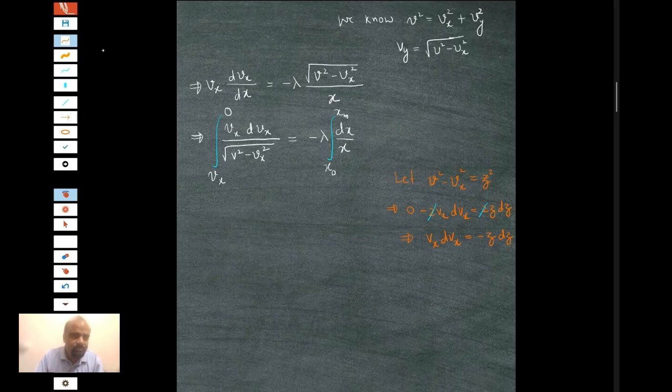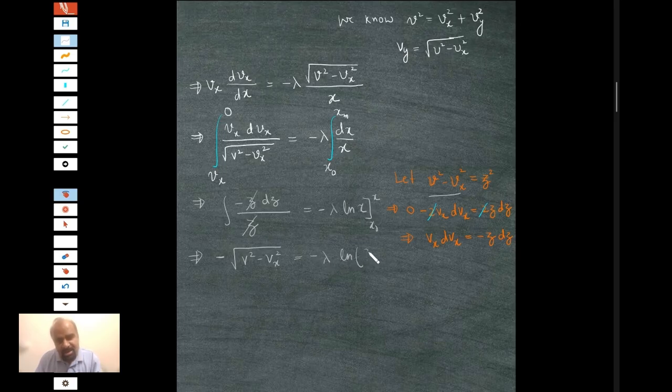Here, this Vx dVx is there, so in place of that, I can write minus z dz, and the under root of this thing we had assumed to be z square. That's why we assumed it to be z square, because it would be easier. Yes, you can assume it to be z also, that will also work. So the root of z square will simply become z, equal to minus lambda, and here you'll have ln x, with limits x naught to x. This z is getting cancelled. So what do we get? We get minus dz, which means z, and z we had assumed to be this, so let's put that. So under root of v square minus Vx square is equal to minus lambda ln x by x naught.